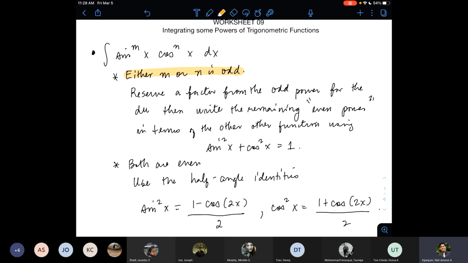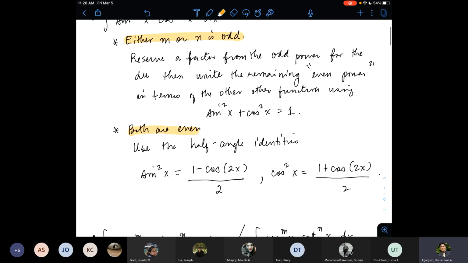What you need to do is isolate one factor from that odd power and reserve that for your du, and then write the remaining power using the Pythagorean identity. Then you'll be good. The other case is when both are even, and that's when we will use this half angle identity over here.